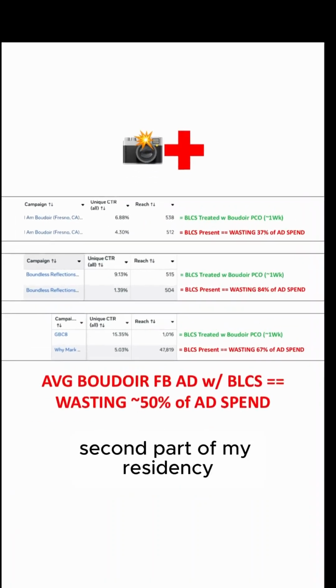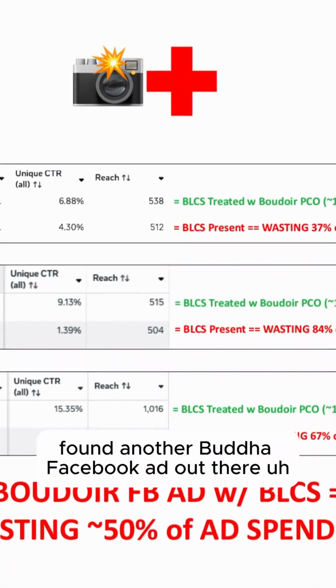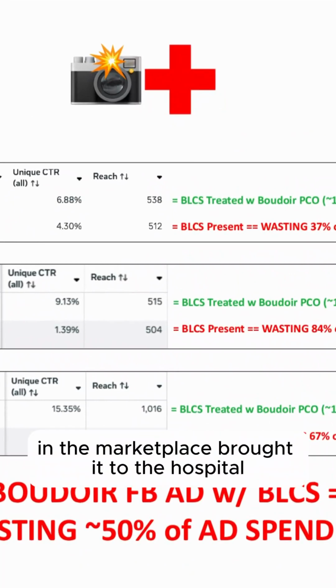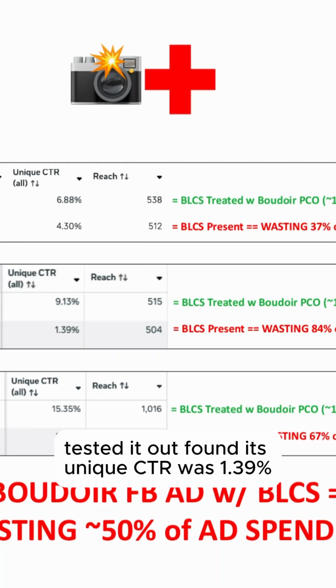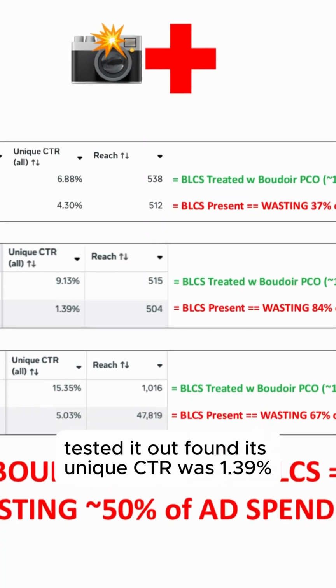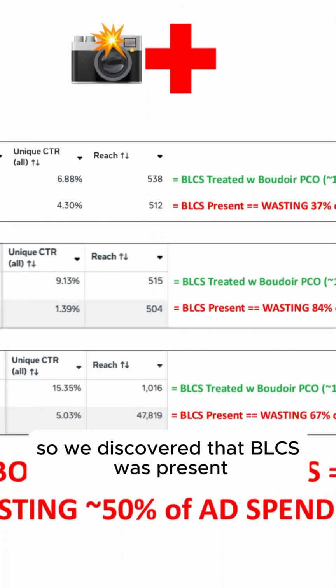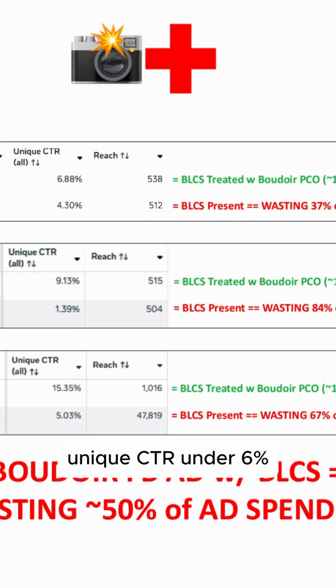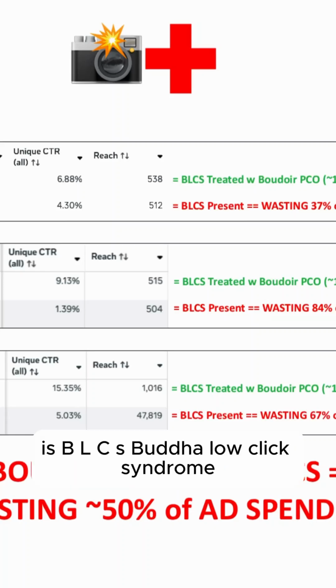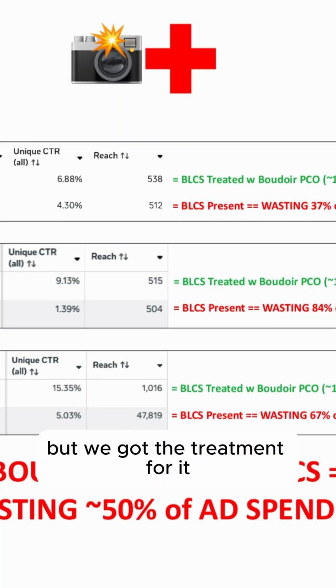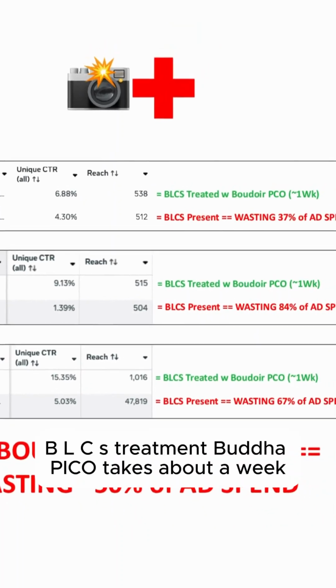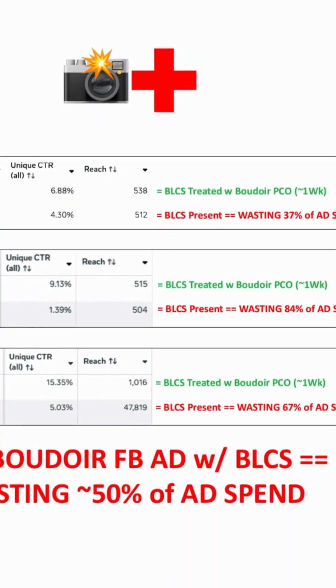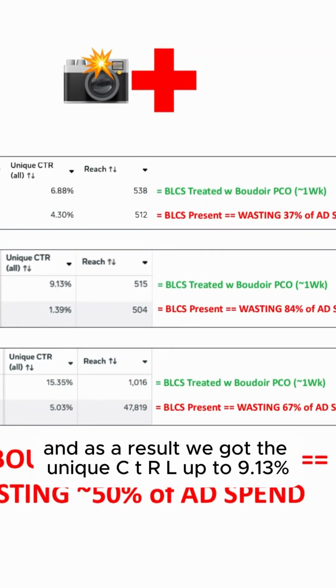All right, second part of my residency. I found another Boudoir Facebook ad out there in the marketplace, brought it to the hospital, and tested it out. We found its unique CTR all was 1.39%. So we discovered that BLCS was present. Unique CTR all under 6% is BLCS, Boudoir low click syndrome, but we got the treatment for it. BLCS treatment with Boudoir Pico takes about a week. And as a result, we got the unique CTR all up to 9.13%.